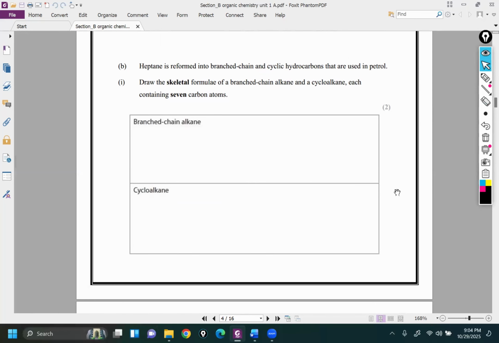Part B, heptane is reformed into branched chain and cyclic hydrocarbons that are used in petrol. Draw the skeletal formulae of a branched chain alkane and a cycloalkane, each containing 7 carbon atoms. The first thing, the open chain, so it is a branched chain, not single. So see here, there are total 7 carbon. So 1 carbon you can remove, 1, 2, 3, 4, 5, and then 6. 1 carbon you can remove as a branch. You can attach here, or here, or here. Anywhere you can attach that branch.